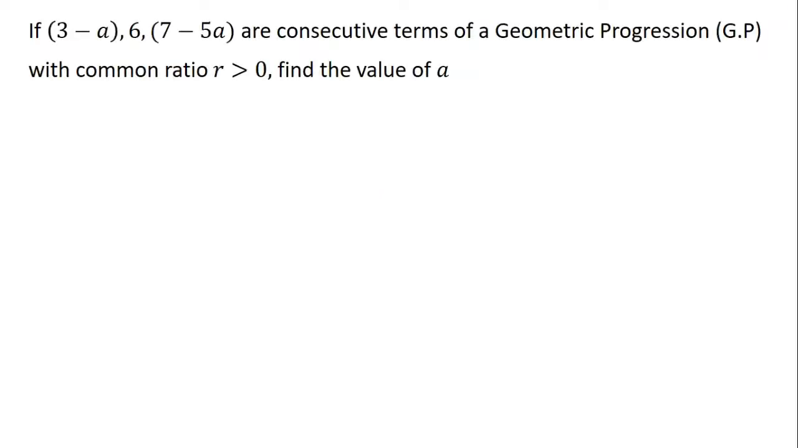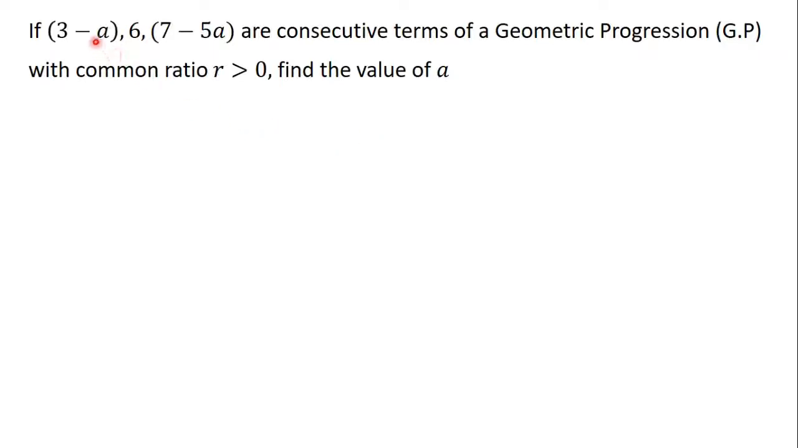The question for this video is, if 3 minus a, 6, 7 minus 5a are three consecutive terms of a geometric progression or a GP with common ratio r greater than 0, find the value of a. So 3 minus a, 6 and 7 minus 5a are three consecutive terms in a GP.